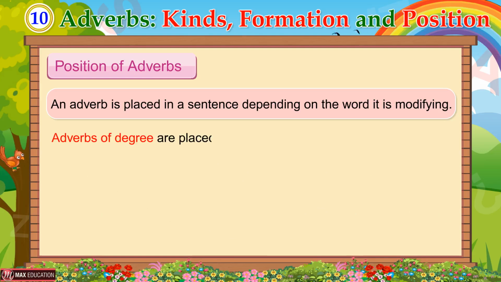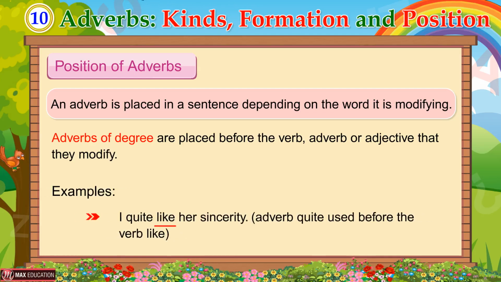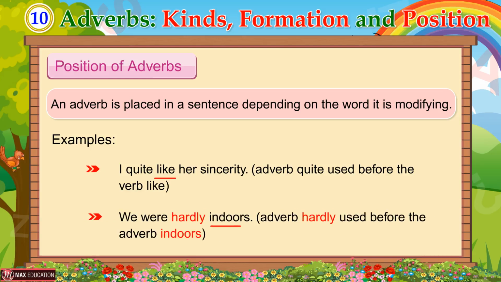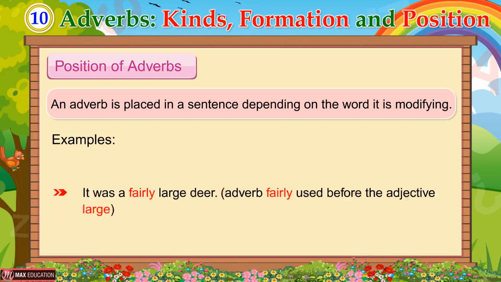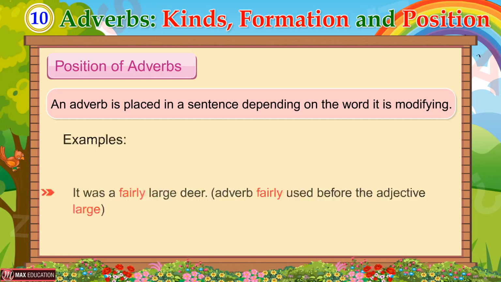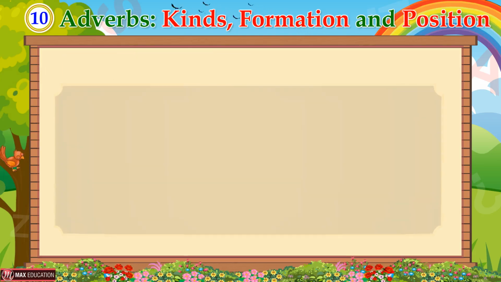Adverbs of degree are placed before the verb, adverb or adjective that they modify. Examples: I quite like her sincerity. Adverb quite used before the verb like. We were hardly indoors. Adverb hardly used before the adverb indoors. It was a fairly large deer. Adverb fairly used before the adjective large. Top up. Adverbs of degree answer how far and how much.